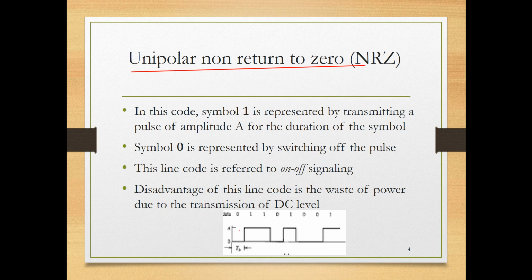This is unipolar because the signal is always above zero, always positive. And non-return to zero means you represent digit 1 by plus something, plus 5, plus 10, plus 9, whatever, but that plus 9 stays constant over the period of one digit.